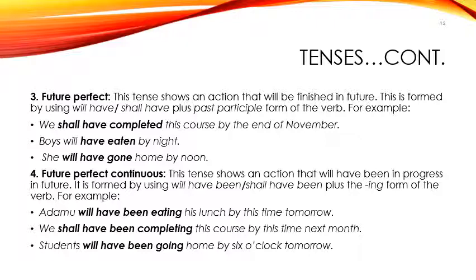For example, Adam will have been eating his lunch by this time tomorrow. We shall have been completing this course by this time next month. Students will have been going home by 6 o'clock tomorrow. All the examples indicate that the action will have been in progress, but in the future, they do not happen yet.